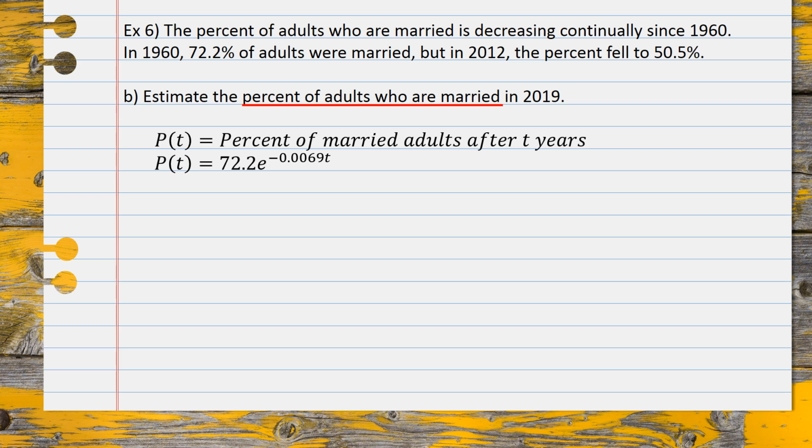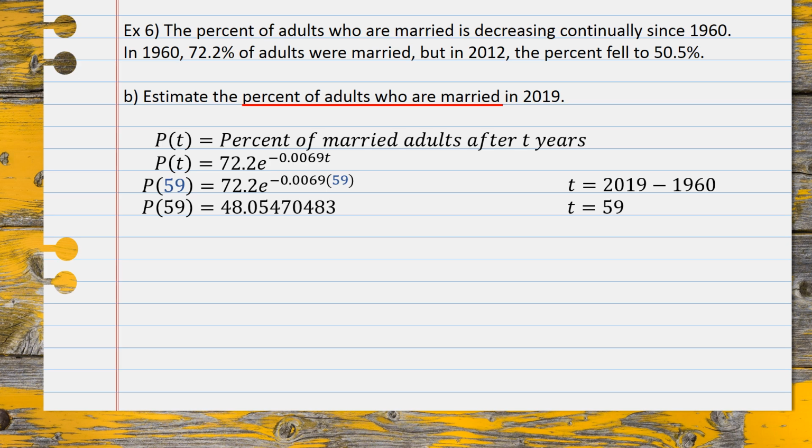But we have to figure out, what is t? Well, it says in the year 2019. Does that mean that's what I plug in? No. Remember, it says it's been continually decreasing since 1960. 1960 is the beginning year. Well, if we're looking in the year 2019, we need to find the difference. From 2019 to 1960, how many years have passed? Well, that would be 59, which means t will now be replaced with a 59. Now that we have it in writing, you may pick up your calculator.